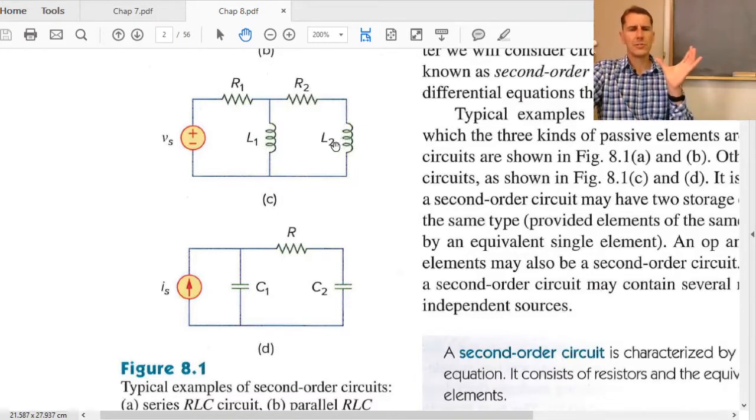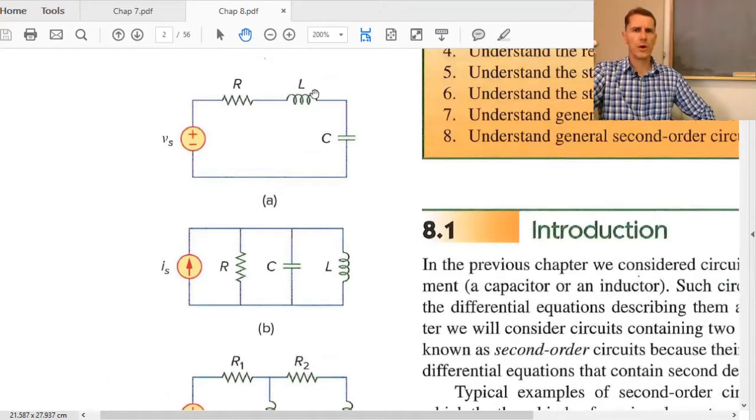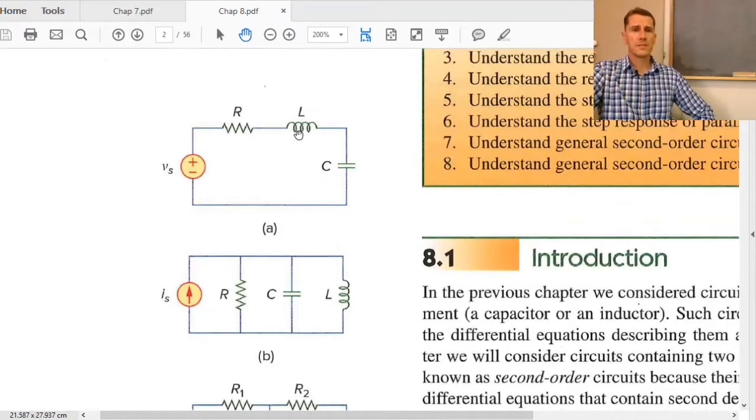So they remain two separate inductors. And the same for the two capacitors here. There's a resistor in the way, so we can't combine the two capacitors into a single capacitor to just get a first order RC circuit, or on the top so we can get a first order RL circuit. So that remains a second order circuit, but we're going to focus on these four scenarios: series and parallel, source free, and step response.